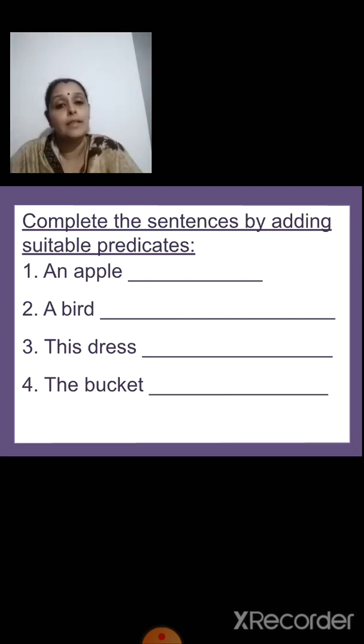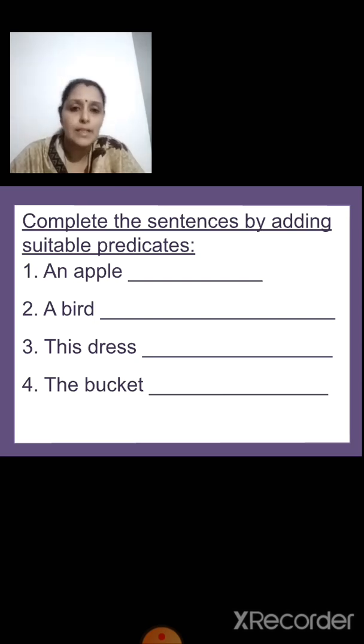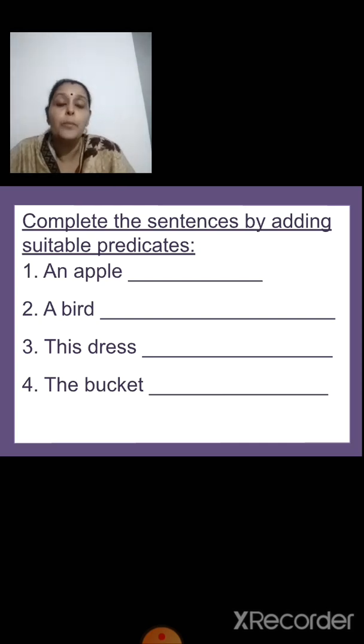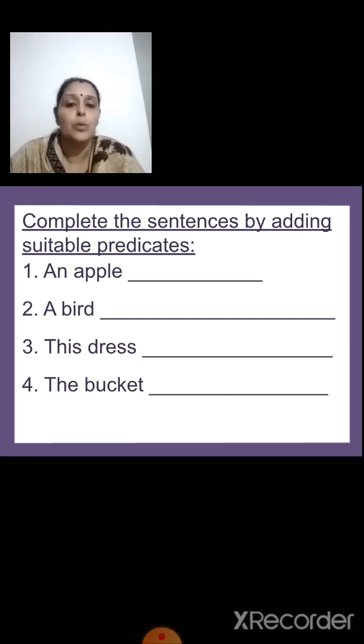Now we are going to complete the sentences by adding suitable predicates. Yes, the first one, an apple. An apple. What about the apple? You're going to ask me what? An apple what? So you have to complete it. You have to write the predicate after that. So think of an answer for this and then I will tell you the answer. And let's check then whether we are getting it correct.